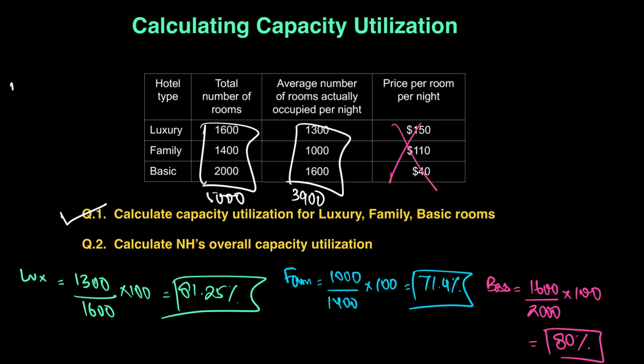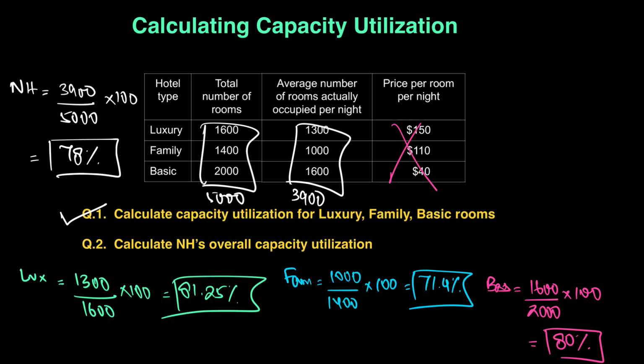So my formula becomes for NH 3900 divided by 5000 into 100. When I solve for this, this tells me that the overall capacity utilization for NH hotel is 78%, which also tells me that 22% are not occupied and they are being wasted. So whenever you get a calculation, just trust the formula, plug in the numbers, and produce the answer.